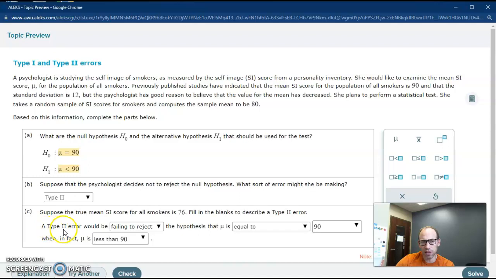So what would a type 1 error be? A type 1 error would be rejecting the null, so rejecting this thing, when in fact the null is true, when in fact the mean equals 90. That would be a type 1 error.